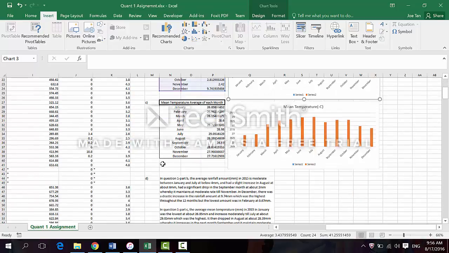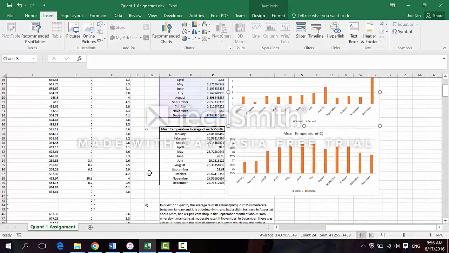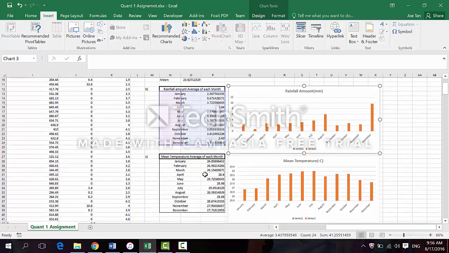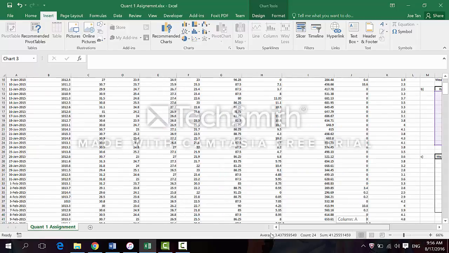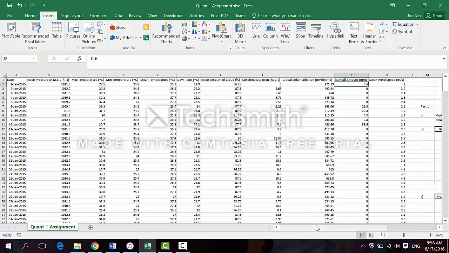month. So as for our part D, we'll be finding the difference, discuss the difference of B and C. We are going to discuss the findings of B and C. Why we are going to do this? So that we are able to know what is the amount of the rainfall amount and the mean temperature amount, which is this.